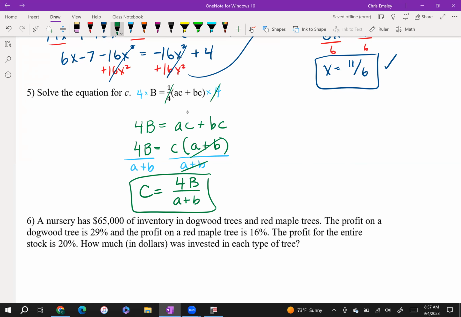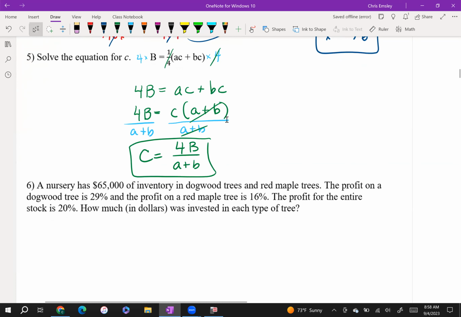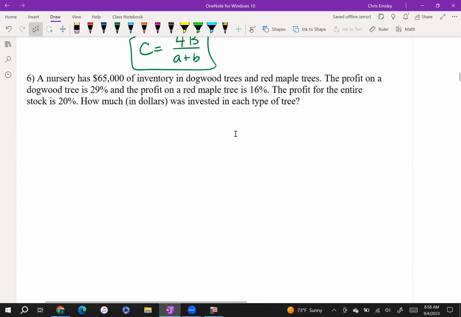Okay, let's do number 6. This is kind of a mixture type word problem. Number 6 and number 7 actually work very similar to each other. Number 6 says, a nursery has $65,000 of inventory in dogwood trees and red maple trees. The profit on a dogwood tree is 29%, and the profit on a maple tree is 16%. The profit for the entire stock is 20%. How much is invested in each type of tree?